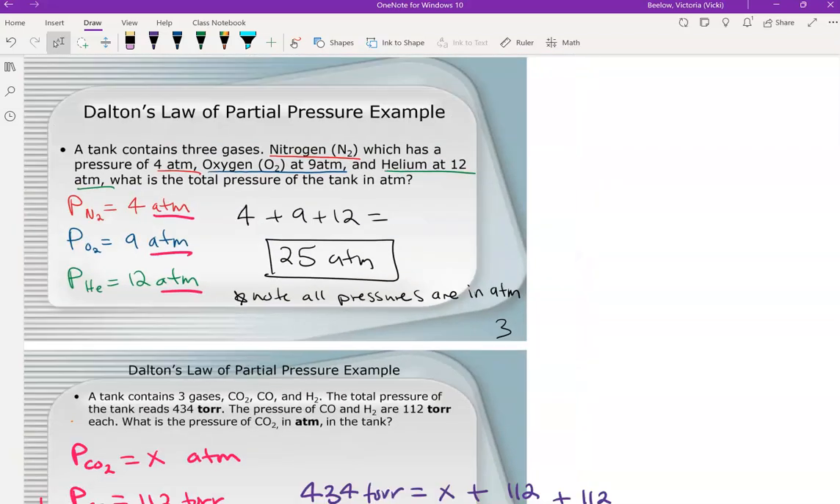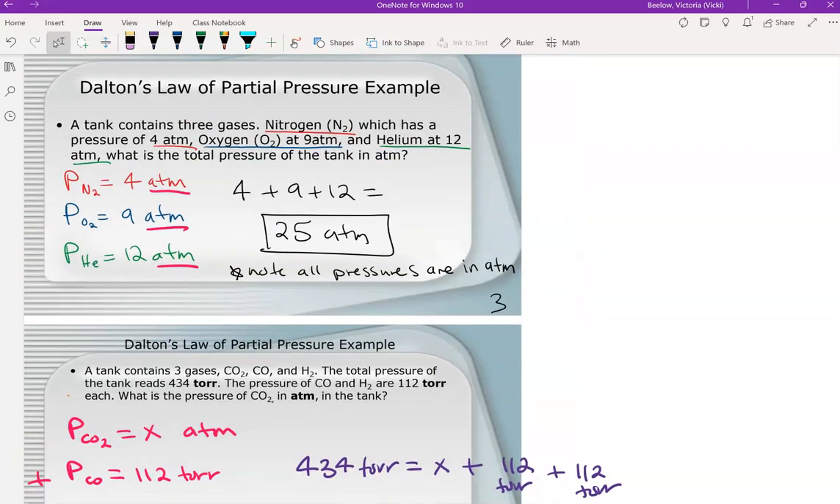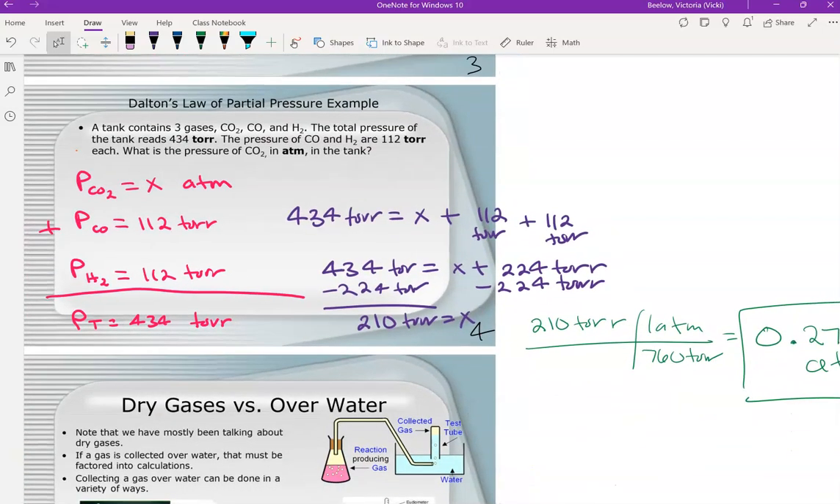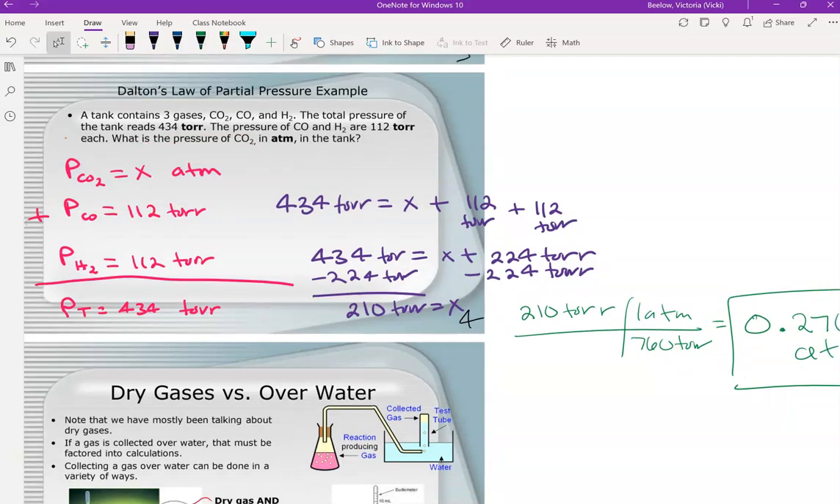In this problem, we were looking for the total pressure, and all of the units were the same, so we just had to add them all up to get the total pressure. In this one, the units weren't the same, so we had to do some converting. And I wasn't solving for the total pressure, I was solving for the partial pressure of one of the gases.